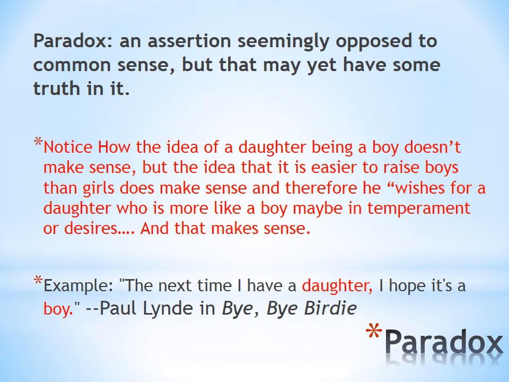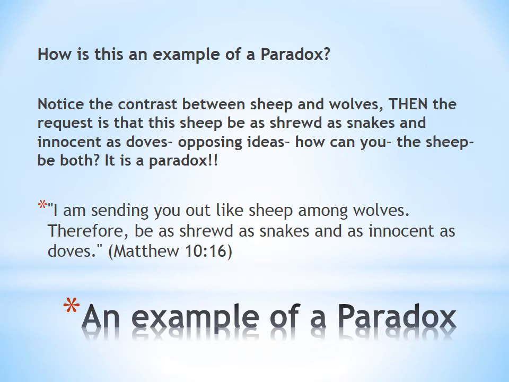A paradox. What's that? Well, it's an assertion that's seemingly opposed to common sense, yet may have some truth in it. So here's an example. The next time I have a daughter, I hope it's a boy. Well, you can't have a daughter and be a boy, so that doesn't make sense. It's a paradox because what he's really saying is, I would like my daughter to be less complicated, to be more like a boy. So the idea that it's easier to raise boys than girls does make sense, and he wishes for a daughter who has perhaps in temperament or desires less complicated ones than his present daughter does. That makes sense.